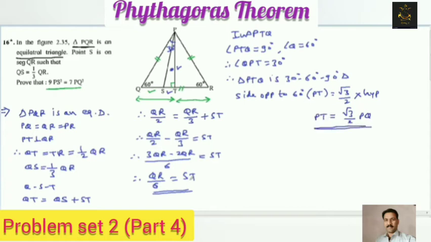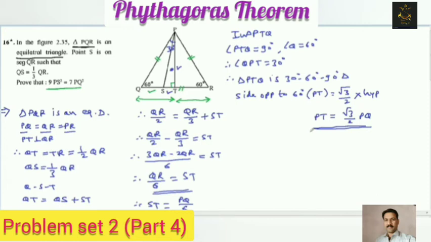See here, this ST we wrote in terms of QR upon 6. But already we know PQ, QR and PR are all the same. So we'll write this ST in the form of PQ, that is PQ upon 6. Why? Because QR and PQ are the same. Here also PT we find in terms of PQ.